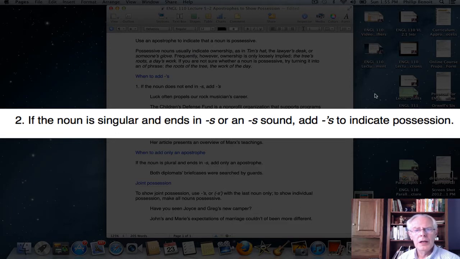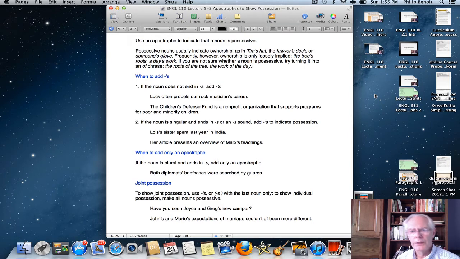Number two, if the noun is singular and ends in an S or an S sound, we also add an apostrophe S to indicate possession. This wasn't always the case. For a number of years when I was learning to write in grade school, the rule was if it ends in S, just add an apostrophe. And you see that still. A lot of people still do that. But most conventional, contemporary forms of writing and writing style guides indicate that now, if it does end in S, you still use an apostrophe S.